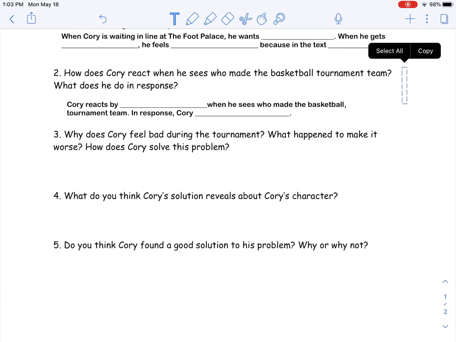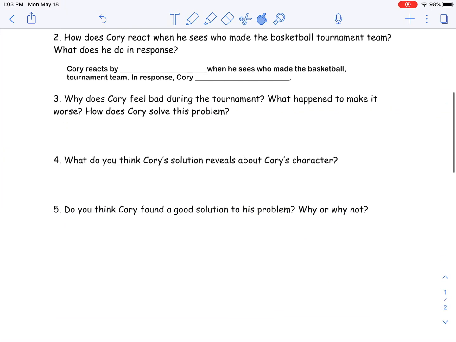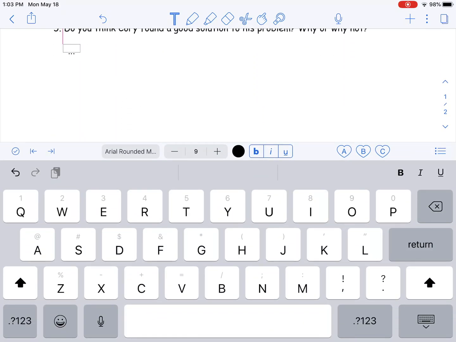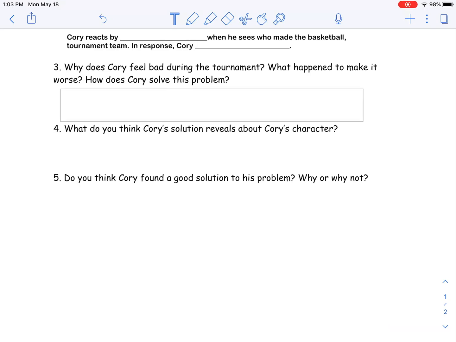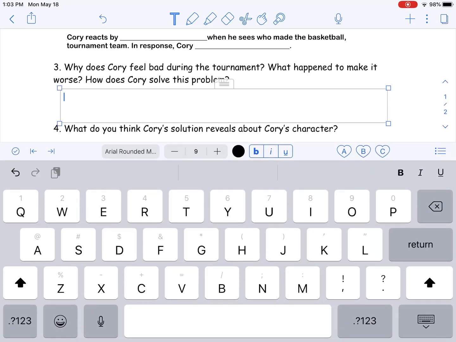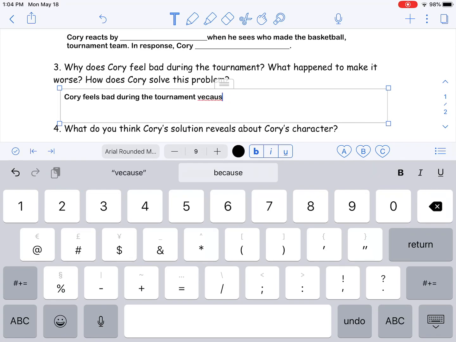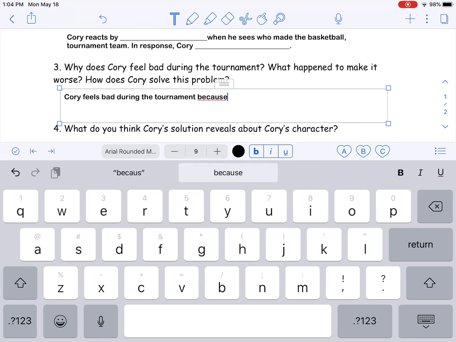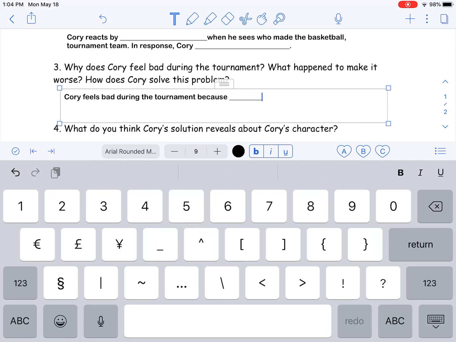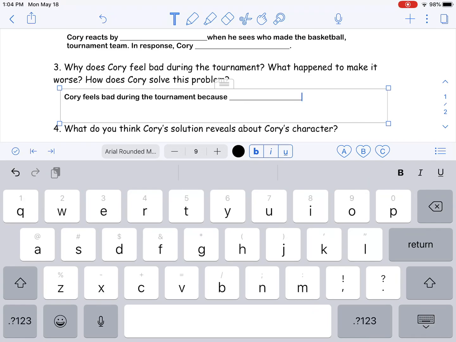Question number 3. Why does Corey feel bad during the tournament? What happened to make it worse? How does Corey solve the problem? Let's start with the first part of this question. Why does Corey feel bad during the tournament? Corey feels bad during the tournament because, tell me why he's feeling bad.